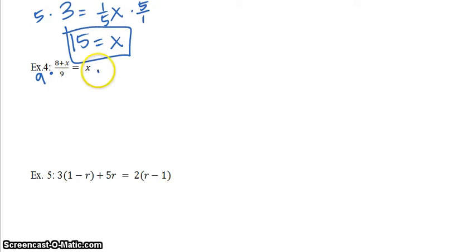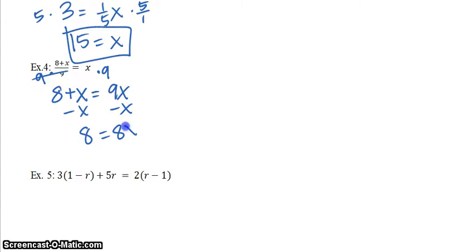So we're going to multiply both sides by 9 because that cancels this out. So that gives us 8 plus x equals 9x. Now it's so much easier for us to combine the terms because all I have to do, I'm going to actually just subtract x on this side and get 8 equals 8x. Divide by 8, x equals 1.